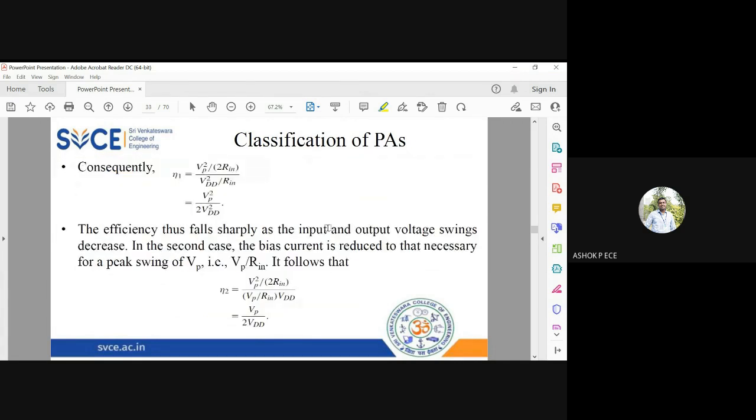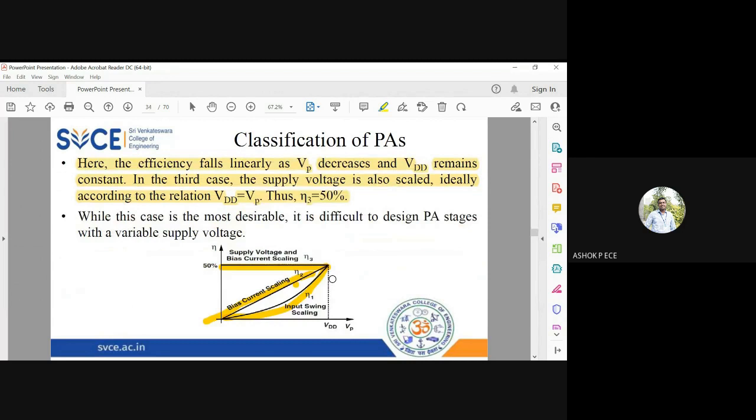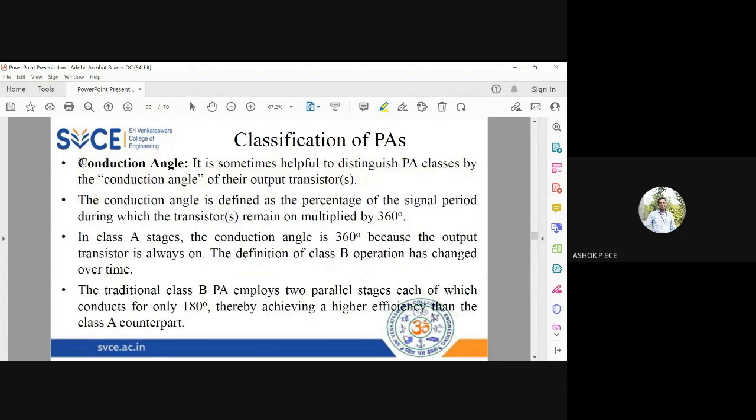Conventionally in BJT-based power amplifiers, we would not have given importance to these three conditions, but here all three are possible. I repeat: one, supply voltage and bias current are constant for whatever operating power. Second, supply voltage is constant, but bias current is reduced. Next, both are reduced. So I am computing three efficiencies, eta 1, eta 2, eta 3. Eta 3 is highest among all three, and eta 1 and eta 2 slowly grow and touch the value of eta 3. Conduction angle is very, very important.